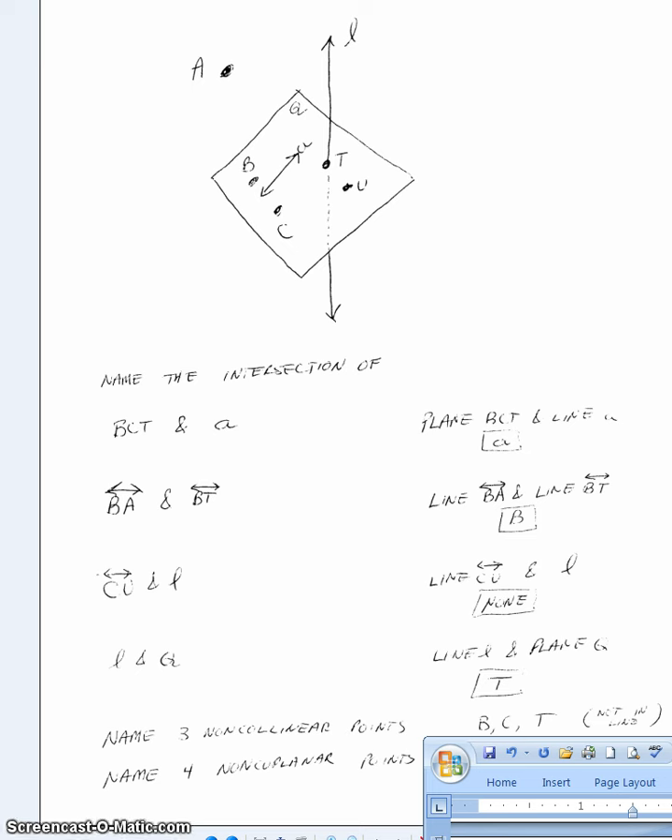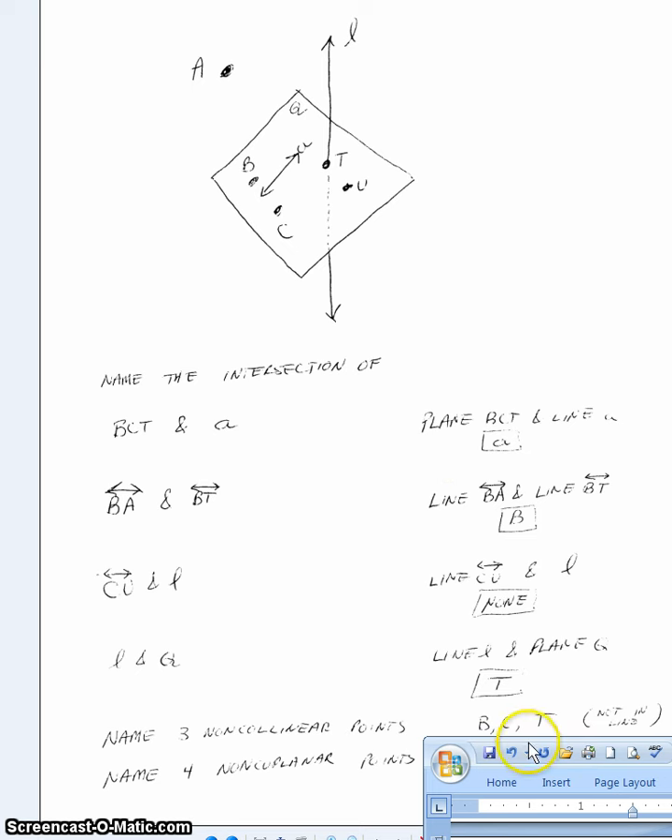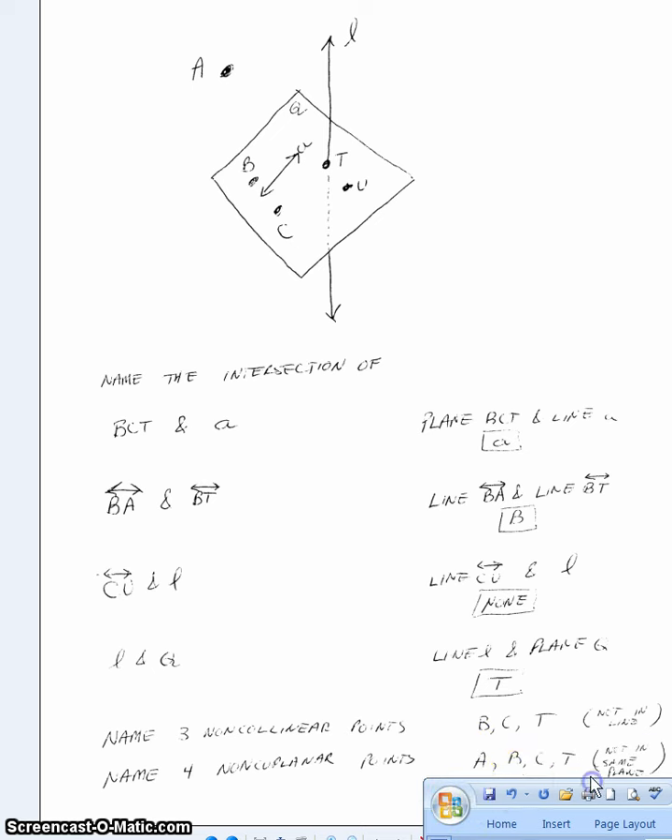Finally, the last thing is 4 non-coplanar points. Any 3 points in the plane Q would be okay to pick with A. So I picked A and I picked B, C, T. It has to be 4 points because 3 points make a plane.